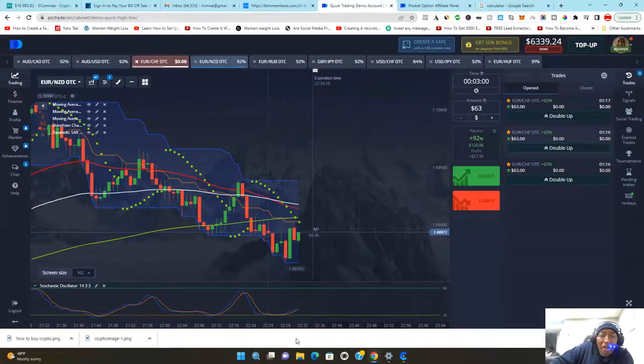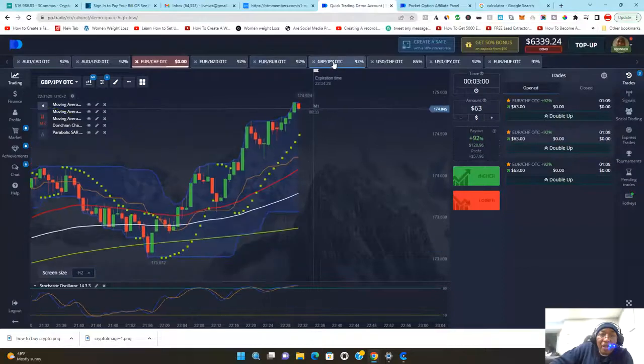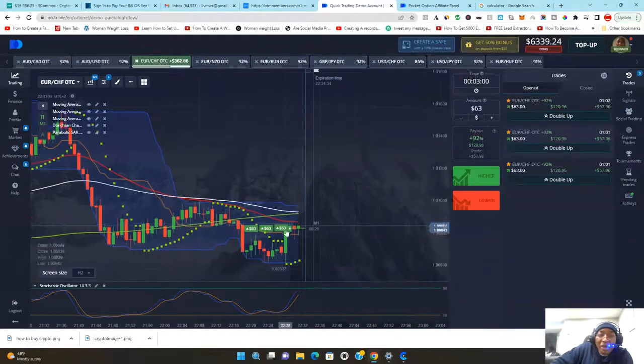Right now, I'm looking at other pairs. Once you take a trade, there's nothing you can do. All you can do is analyze other pairs and see if you can find a setup that can make you money. Like this one here, you can see this should be going down. Well, you can see we are in the money, guys. Our analysis was correct.